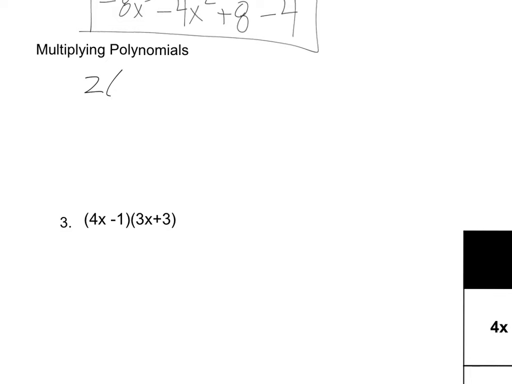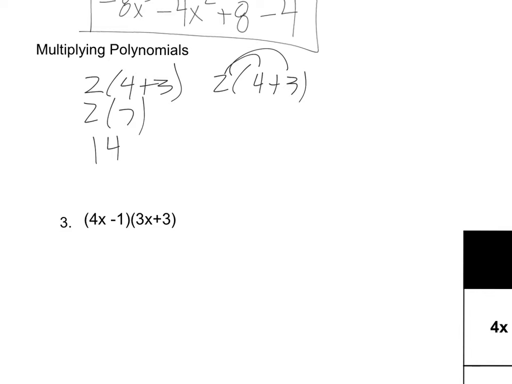Okay, so let's imagine if I have 2 times (4 plus 3), that would be 2 times 7, which would be 14. Now if I did it this way, where I distributed in, that would be 8 plus 6, which is 14, so that's why we distribute that in.